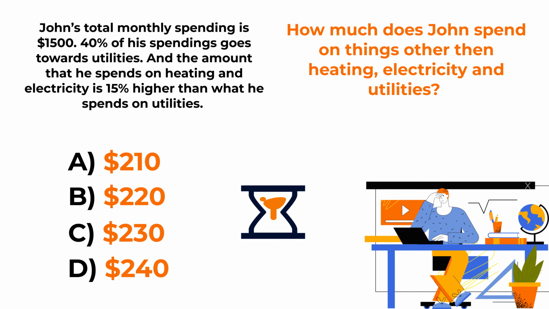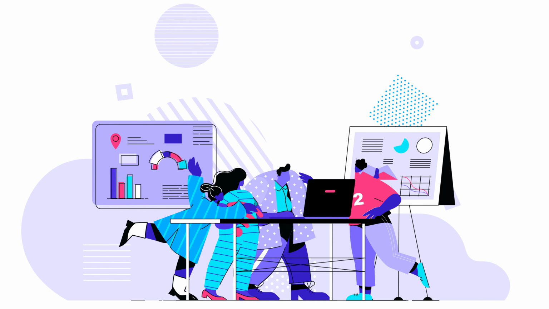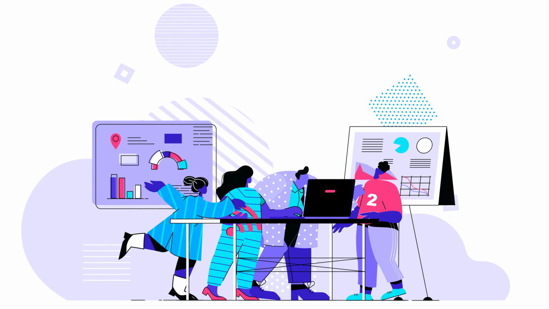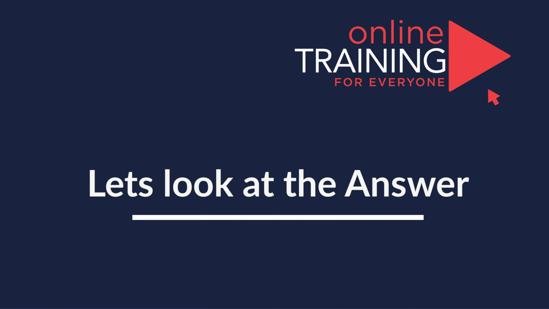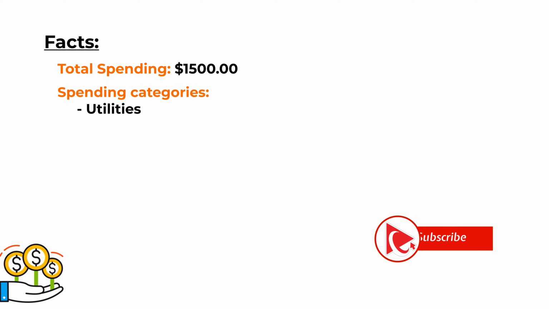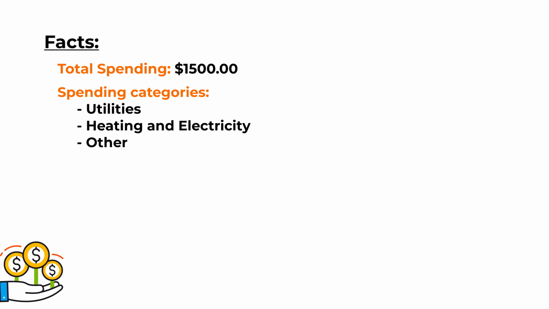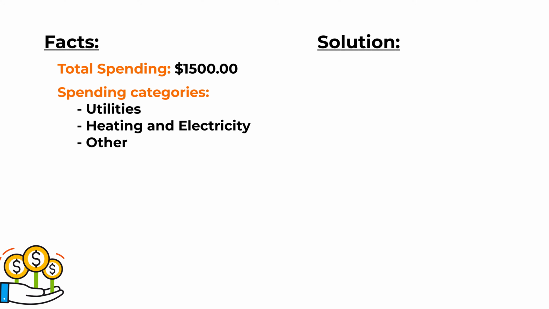Please feel free to pause this video and think how you can calculate the amount, because the answer may not be obvious. Ready or not, I am going to move forward and teach you how to do calculations so we can get to the correct solution together. Let's first look at the factual information. Total spending is $1,500, and spending categories that we've learned about are utilities, heating and electricity, as well as others. Because there are 3 spending categories, let's calculate the values in each one based on the data that we have.